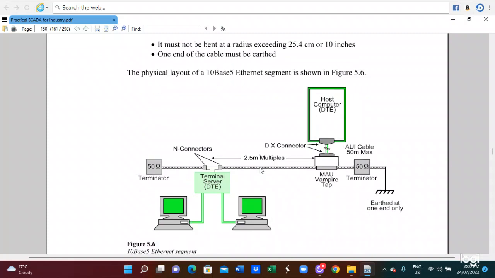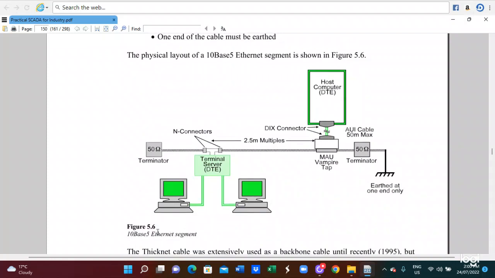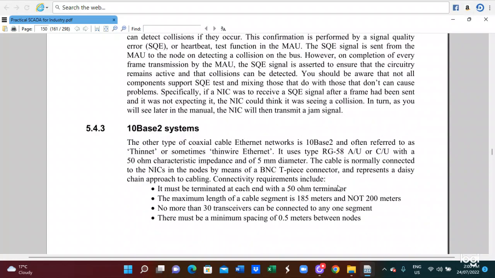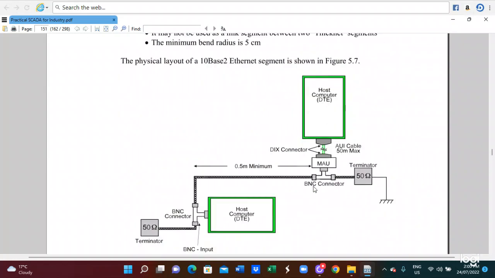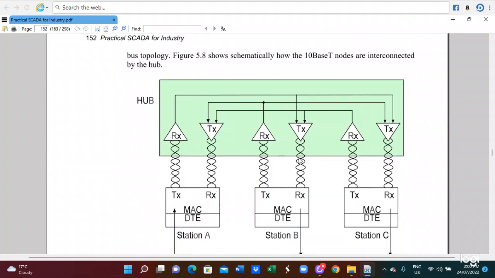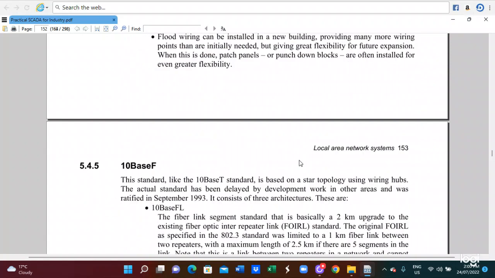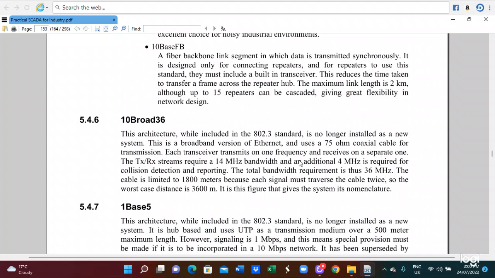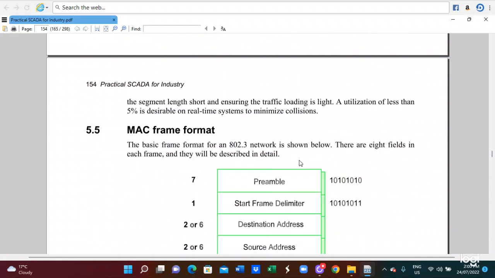This is for the host computer system. The Ethernet signal segment, so this is host computer, MAU unit, terminator, receiver terminal, you can see about. So there is a configuration of the 10Base2 system, 10Base5 system, 10BaseT system, 10BaseF system, you also know about.